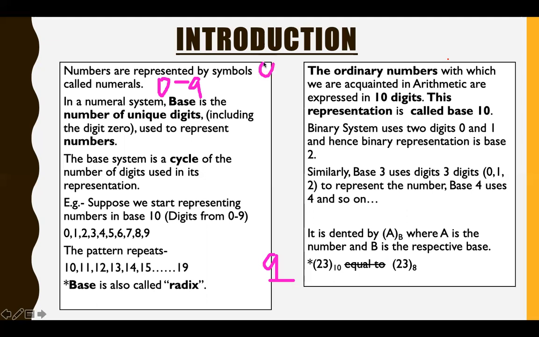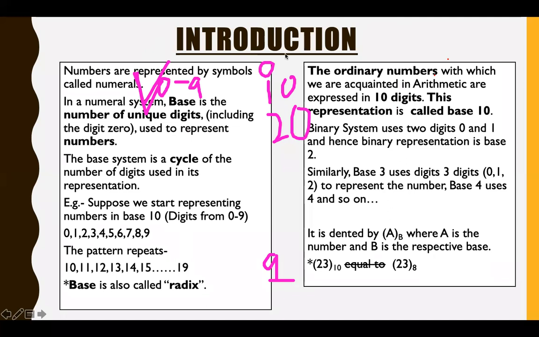Then it's 0, 1, 0, 2, 0, 3, up to 0, 9. Then our cycle ends, and we again start with 1: 1, 0, 1, 1, 1, 2, 1, 3, up to 1, 9. Again our cycle ends, so we start from 2, 0. So 20, 21, 22, 23. This is the system we use daily in all our arithmetic.